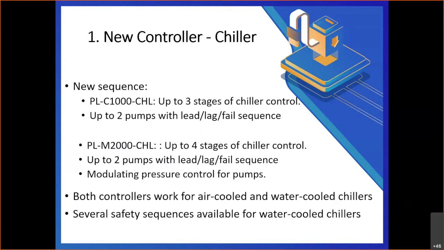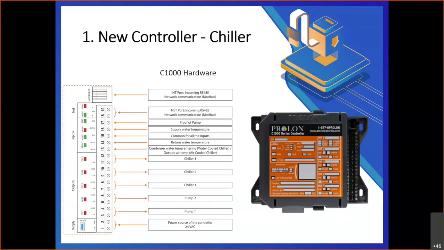Let's take a quick look here at our I/O availability. So on the C1000, this is the lesser capable hardware. You can see coming up from the bottom, we have our control for our 2 pumps. Then we have outputs for up to 3 chillers. Inputs we have for pump proof, supply water temperature, return water temperature, and then, depending on if it's a water-cooled or air-cooled chiller, we can take either outside air or condenser water entering temp. So we know what temperature water is coming into our chiller.